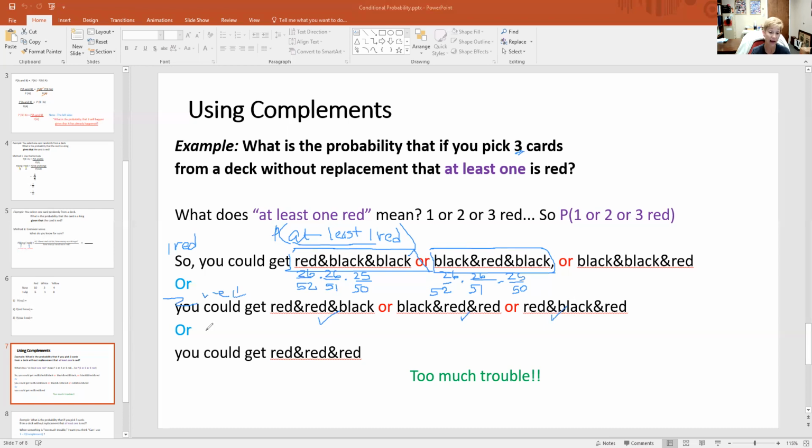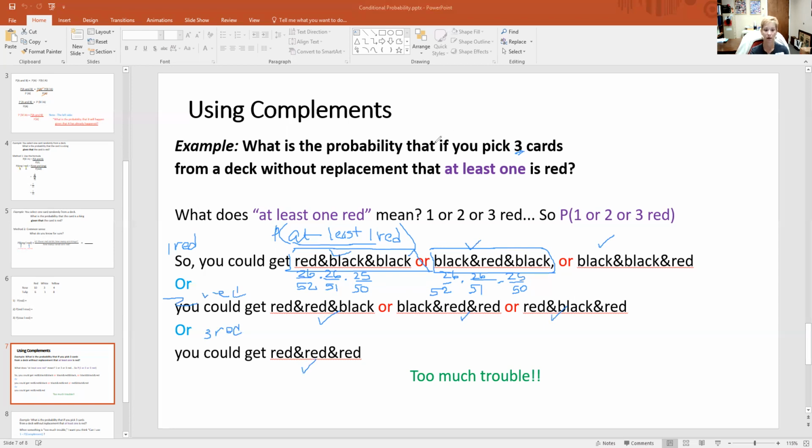Then how can I get 3 red ones? Well, there's only one way. I got to get red all 3 times. So do you understand? I've got to get 1, 2, 3, 4, 5, 6, 7. I got to work 7 problems. And then what do I do with OR probabilities? I add them. I got to add all 7 answers to work this one.